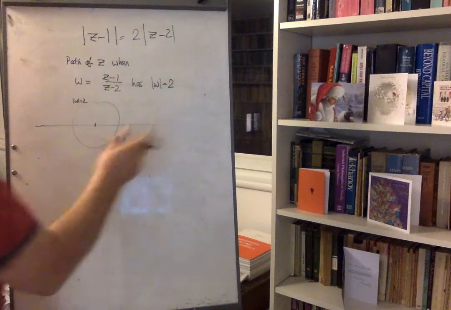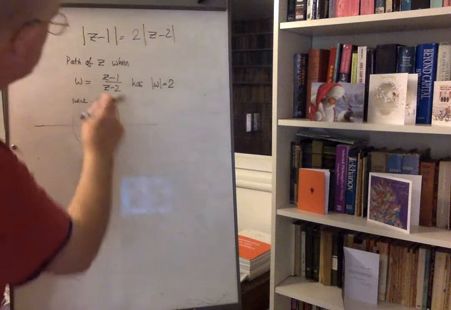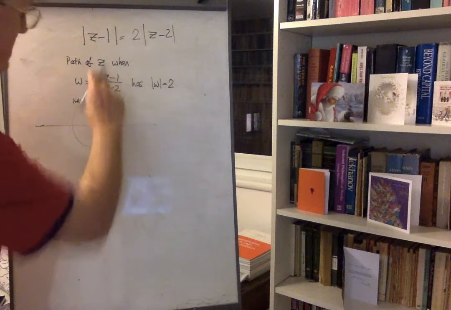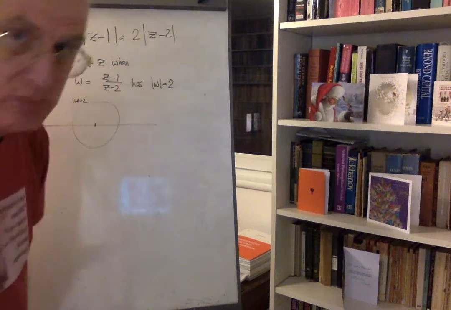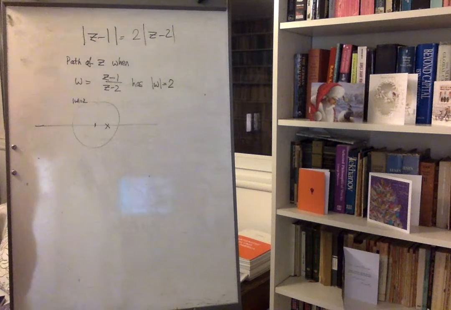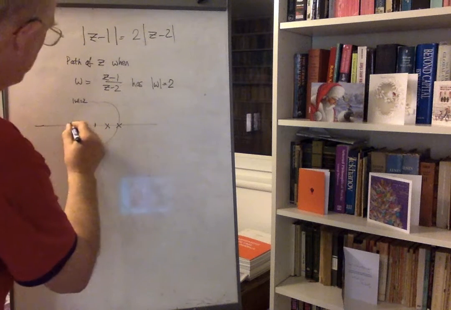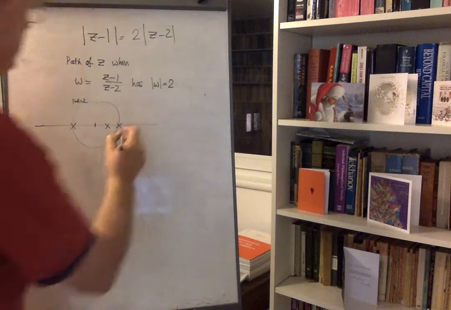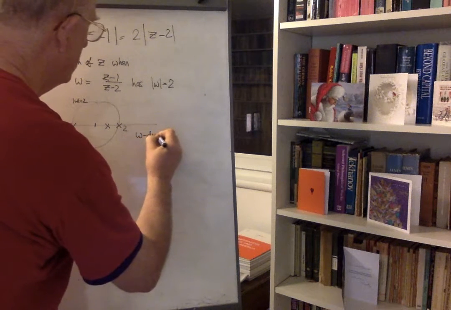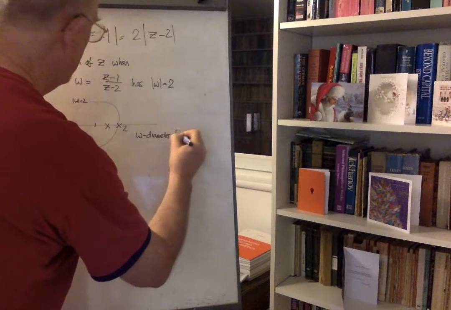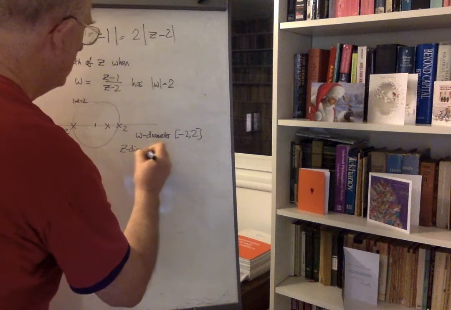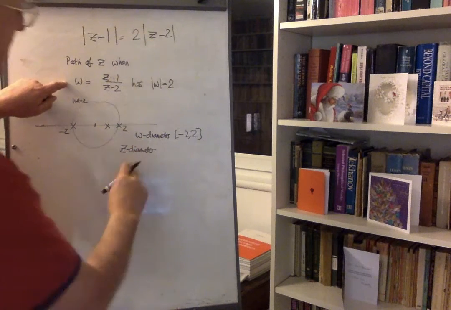Draw in the pole. Now the pole is going to be when z is infinity. So when z is infinity, the minus 1, the minus 2 you can ignore, so w is 1. The pole is there. The w diameter ends in line with the pole at there and there, at 2 and minus 2. So w diameter minus 2 and 2, z diameter. Right, we've got to work it out backwards.